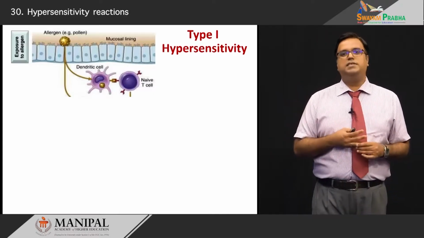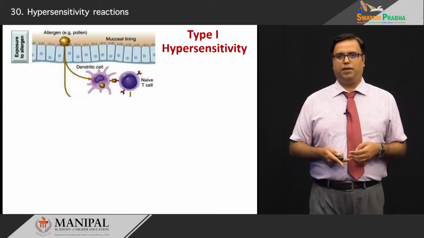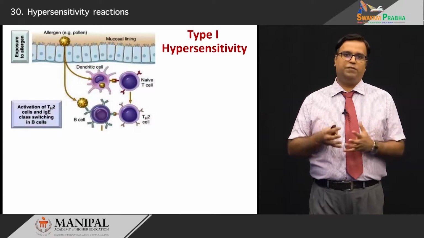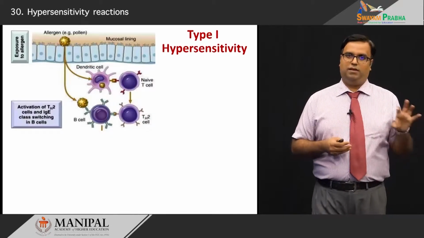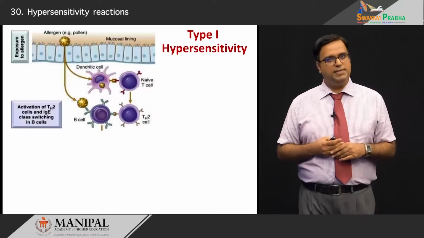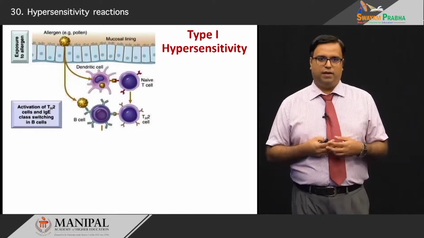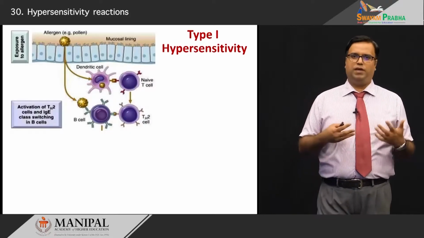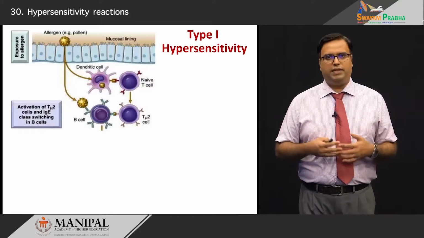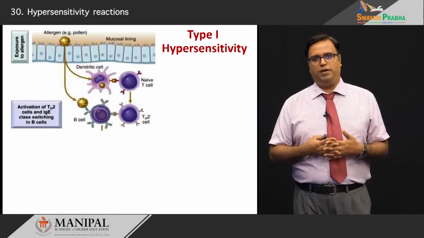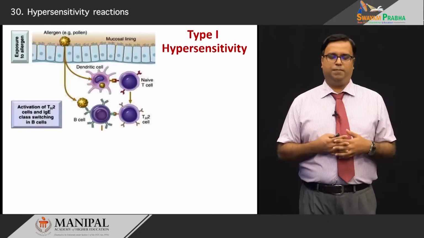The naive T cells hence become activated, and what do they do? The T cells are not very quiet fellows. They will also incite their neighbors, such as the B cells, which also become activated. Now, the B cells are a store of a lot of immunoglobulins, and they are also endowed with the property of class switching within the B cells.